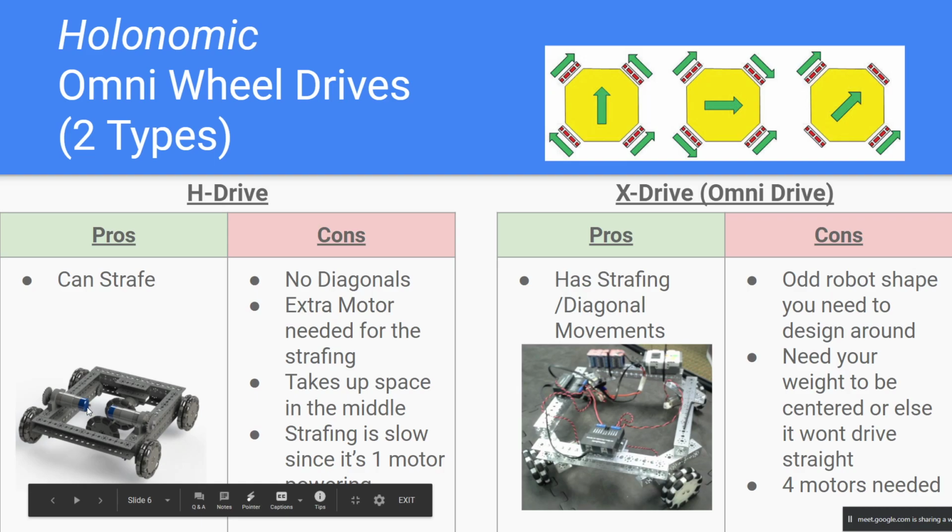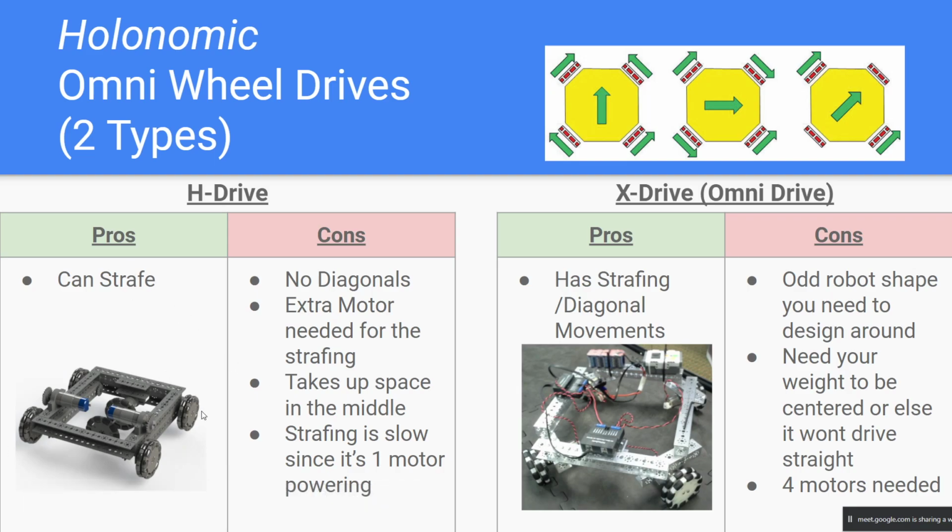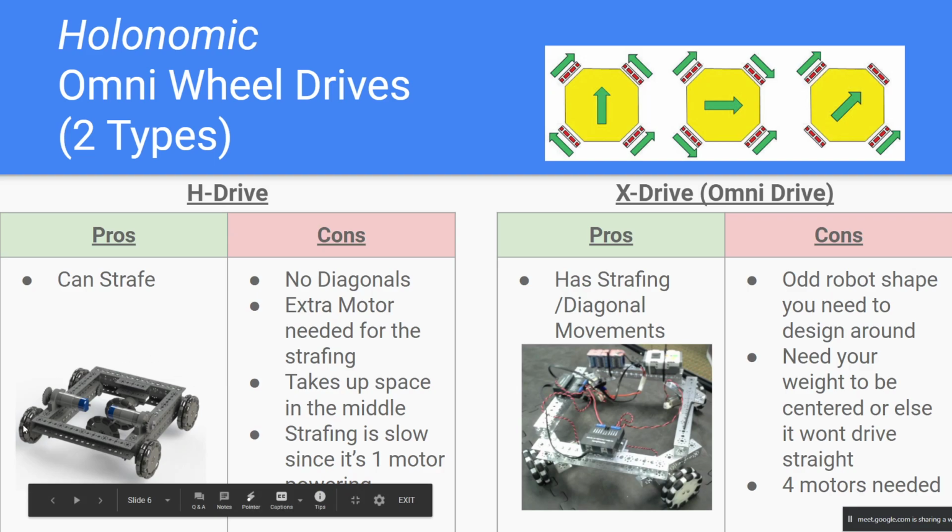Also, strafing is slower because literally it's using one motor to power the left and right movement, so strafing is super slow compared to your normal driving forwards and backwards. Yeah, so that's all I have for this one.